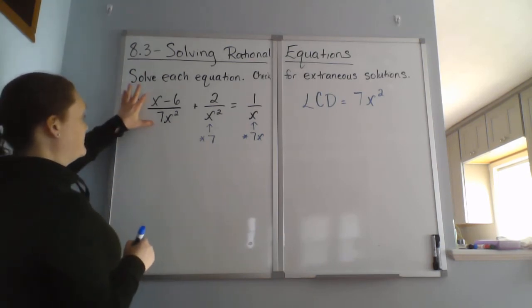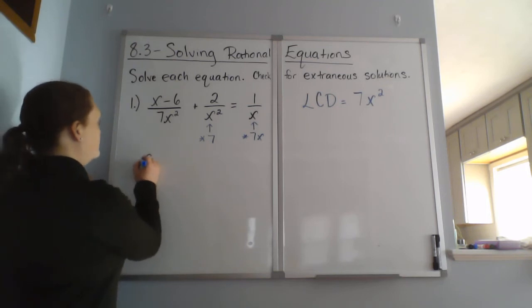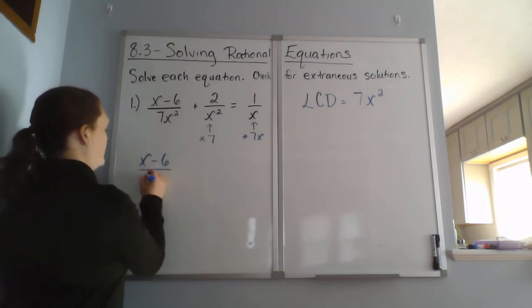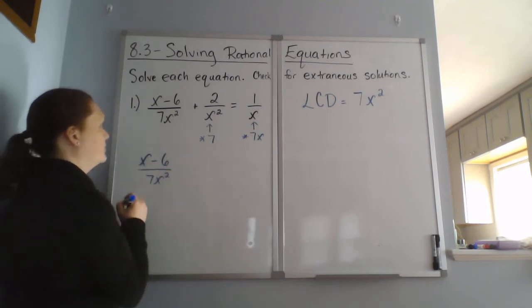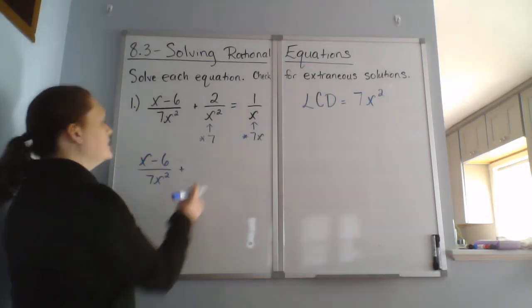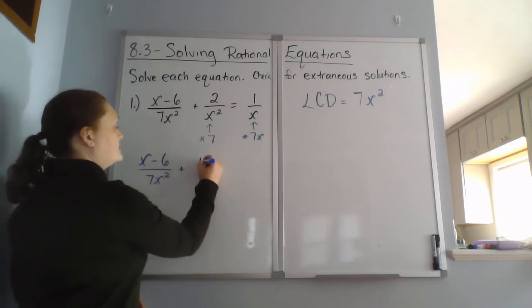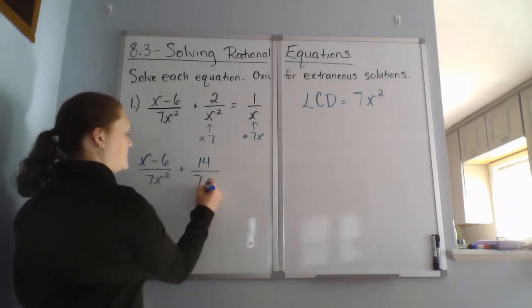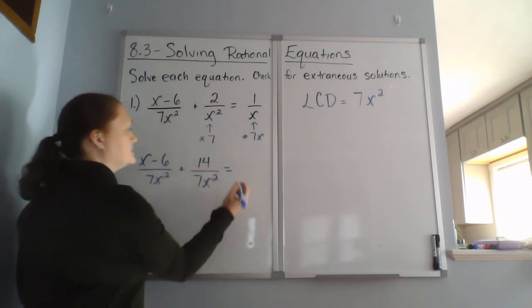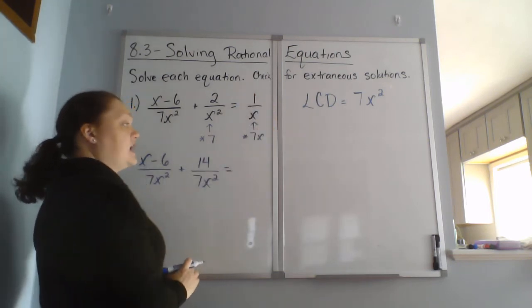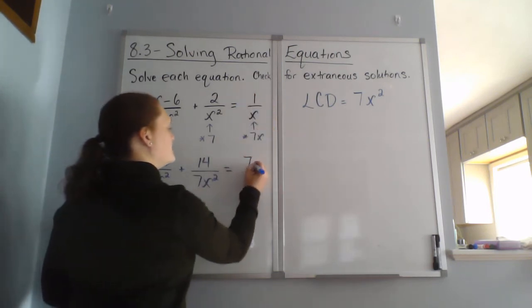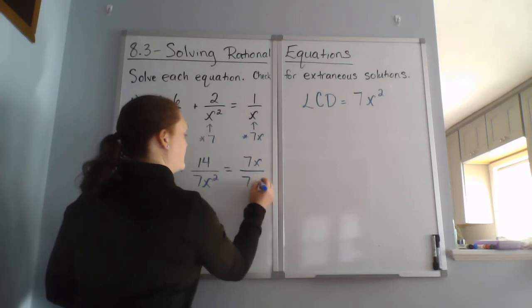So this first fraction isn't going to change at all because it already had the common denominator. Plus, now this one I'm multiplying top and bottom by 7, so that 2 times 7 becomes a 14 over 7x squared, equals. And now this fraction, multiplying top and bottom by 7x, gives 7x over 7x squared.